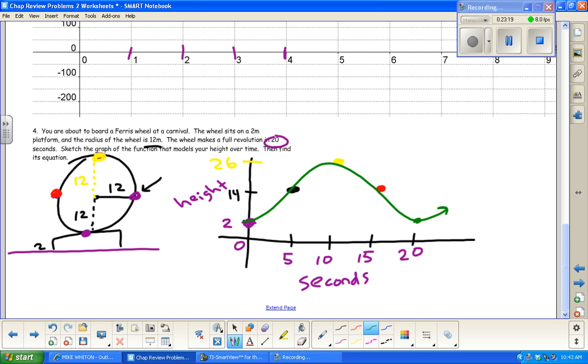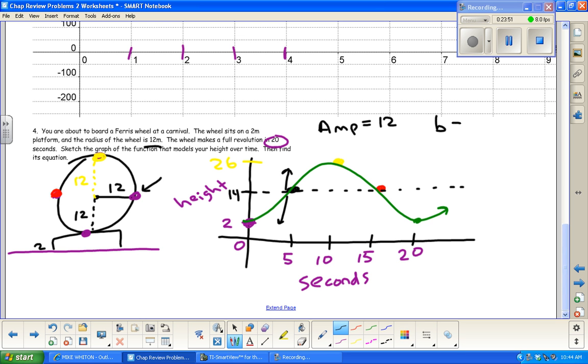Okay, so let's think about the equation here. Again, the midline, I think it's helpful to think about the center line. The midline here is 14. That's the point where we go up and down from. And the distance that we go up or down, that's the amplitude. So from 14 we went up to 26 and we went down to 2. So that sounds like an amplitude of 12 to me. And what a coincidence, that's the radius of the wheel. So the amplitude's 12.